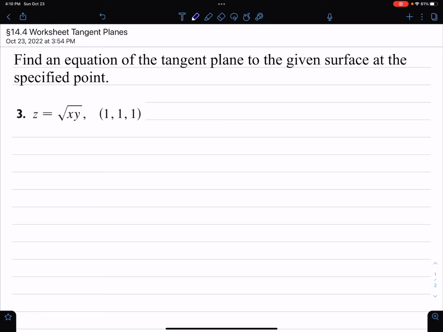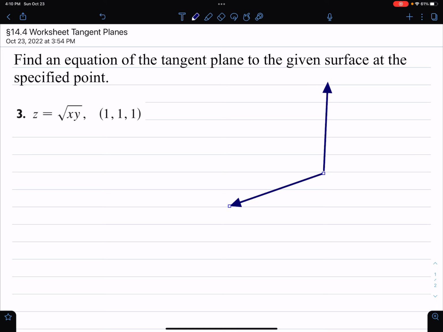Hello, in this video we're going to find an equation of the tangent plane to the given surface at the specified point. So the meaning of this is that this equation here represents a surface, or the graph of this equation is a surface. And I was thinking about, well, should I try to sketch that graph?